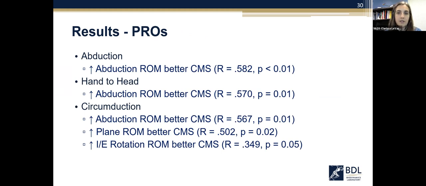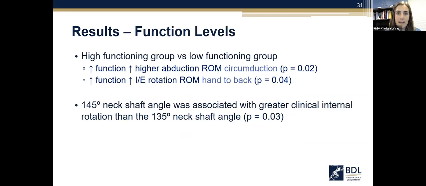Increased abduction range of motion during abduction, hand to head, and circumduction were all also found to be associated with better CMS scores. Additionally, increased plane of elevation and internal external rotation during circumduction were found to be correlated with better CMS scores. And finally, the highest functioning groups saw higher abduction range of motion during circumduction and internal external rotation range of motion during the hand to back motion than the lowest functioning groups.